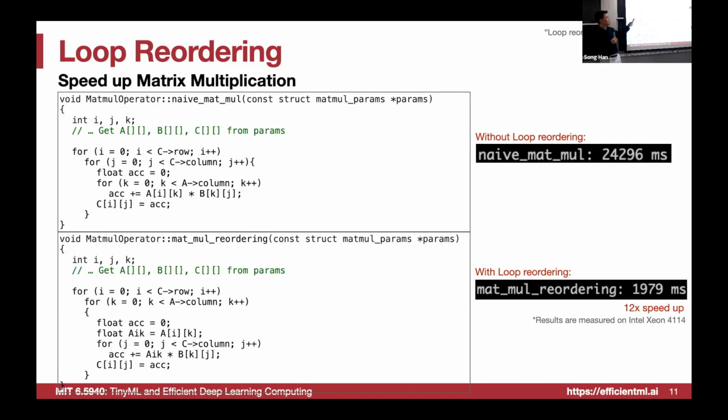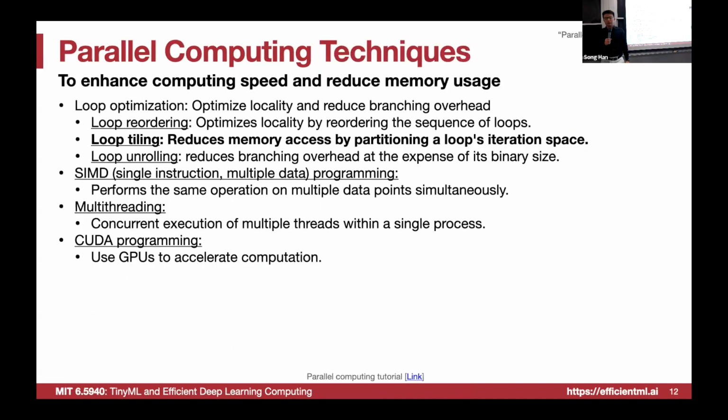Okay, I'll give you 1 second to compare this code versus the code here. Notice that we define the local variable here, AIK, to avoid the frequent memory access inside the loop. So rather than having AIK here, since it's the same irrespective of what J is, we define it in the front. Okay, so that's loop reordering.